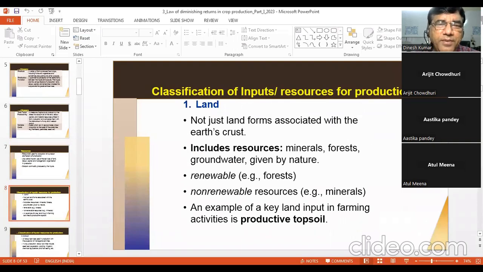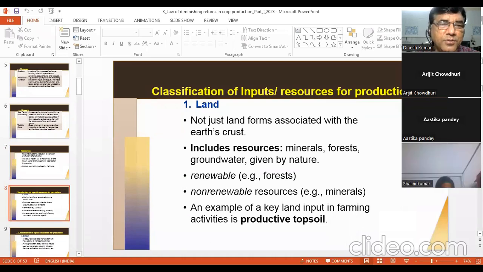Now, we discussed in brief the different factors of production. These are inputs or resources. So first is land. Many times students consider land as just soil, but in economics, it has a very wide meaning. It is not just related to the earth's crust, which is called soil. It also includes a variety of minerals given to us by nature, forests, even groundwater, etc. It also includes certain renewable resources like forests. They are natural resources.